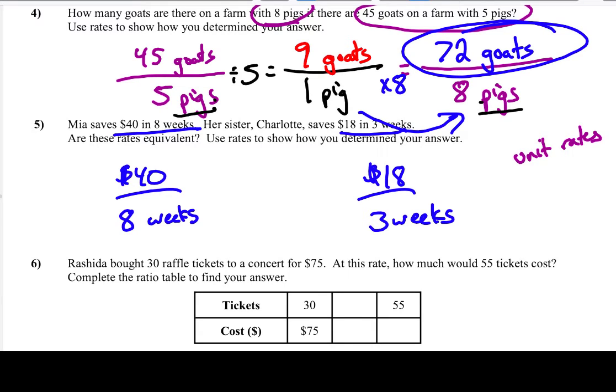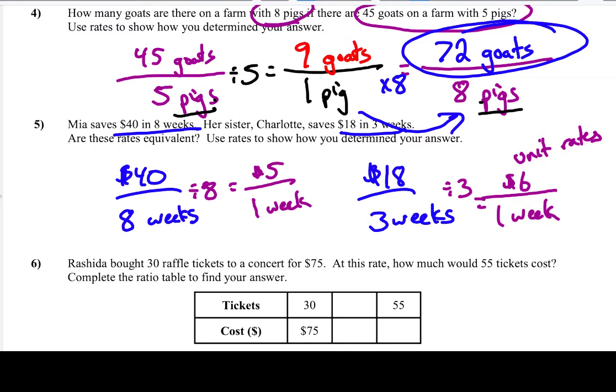If something has the same unit rate, okay, if it's the same amount for one, then it's going to be an equivalent rate. So I'm going to divide by 8, always divide by that denominator, and I'm going to get $5 per 1 week. Over here, I'm going to divide by 3, again, divide by your denominator. 18 divided by 3 is $6 for 1 week.